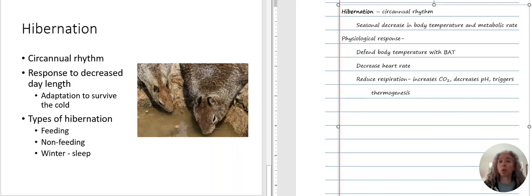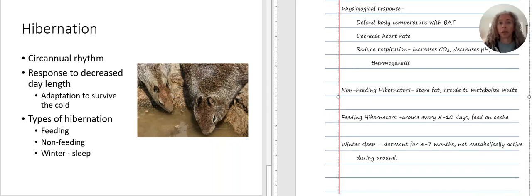Most hibernators will protect the brain while limiting blood perfusion, or blood flowing, to the liver and the kidneys. And this is going to limit the metabolic needs and the buildup of byproducts by those organs. There are 3 types of hibernators depending on how much the animals arouse and how much they feed.